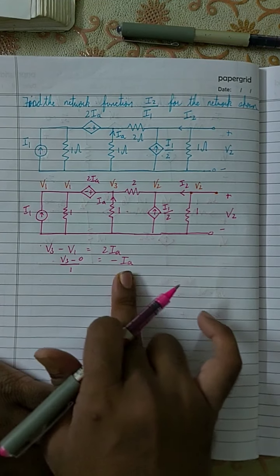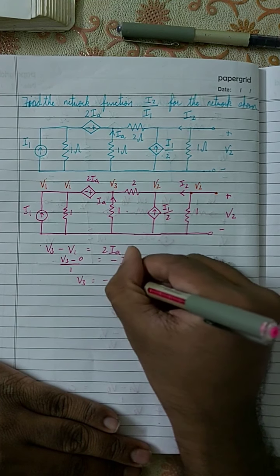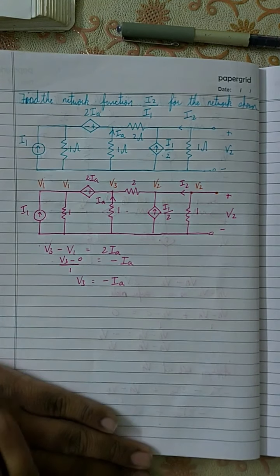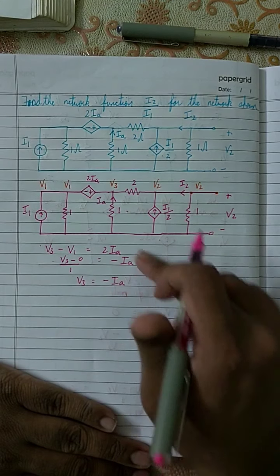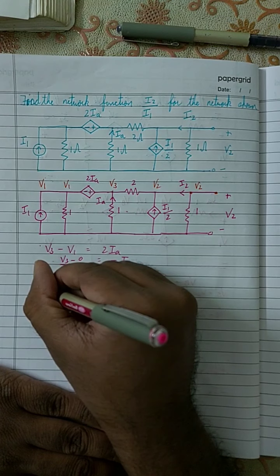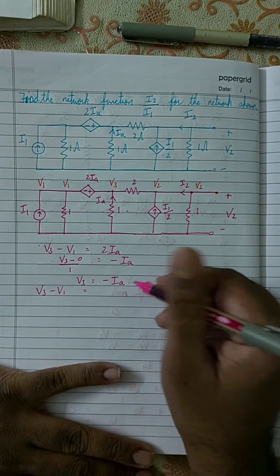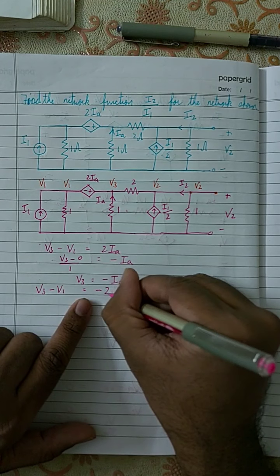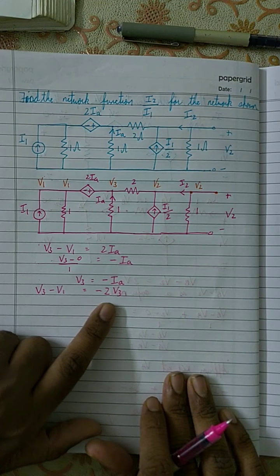So in that case, you can see over here, in other words, V3 is equal to minus IA, or IA is equal to minus V3. So I can substitute that over here. What will I get? Oh, that's very easy. V3 minus V1 is equal to minus 2V3.